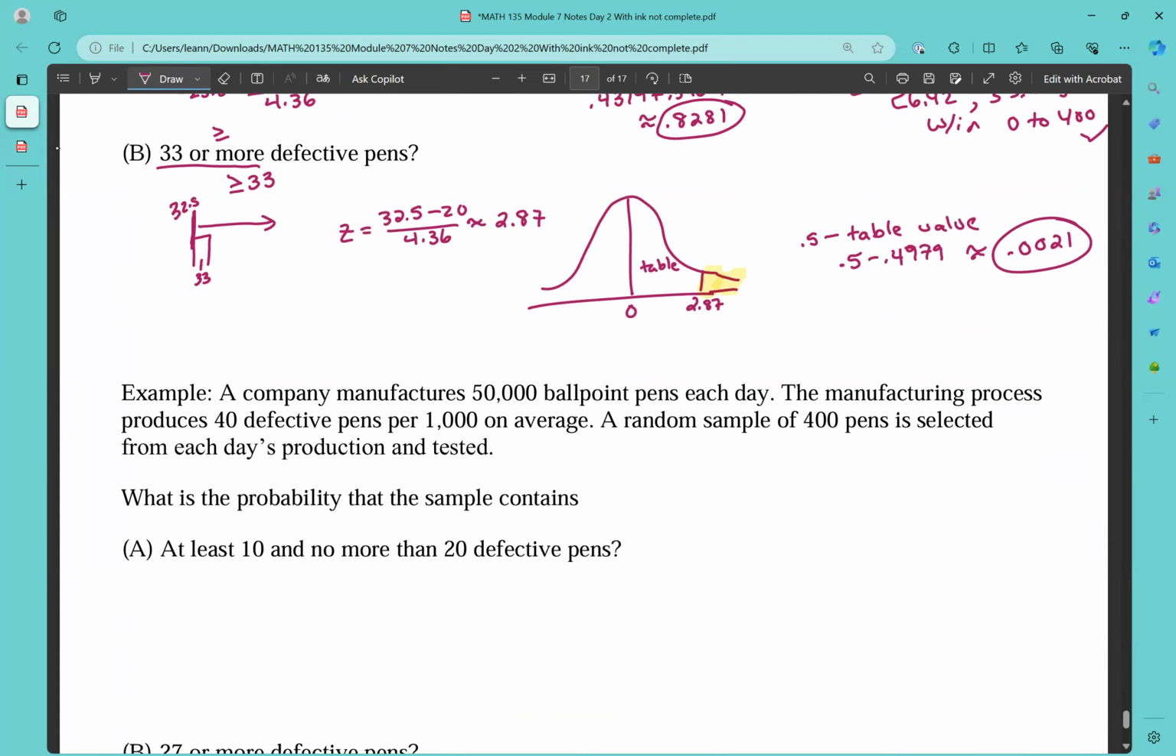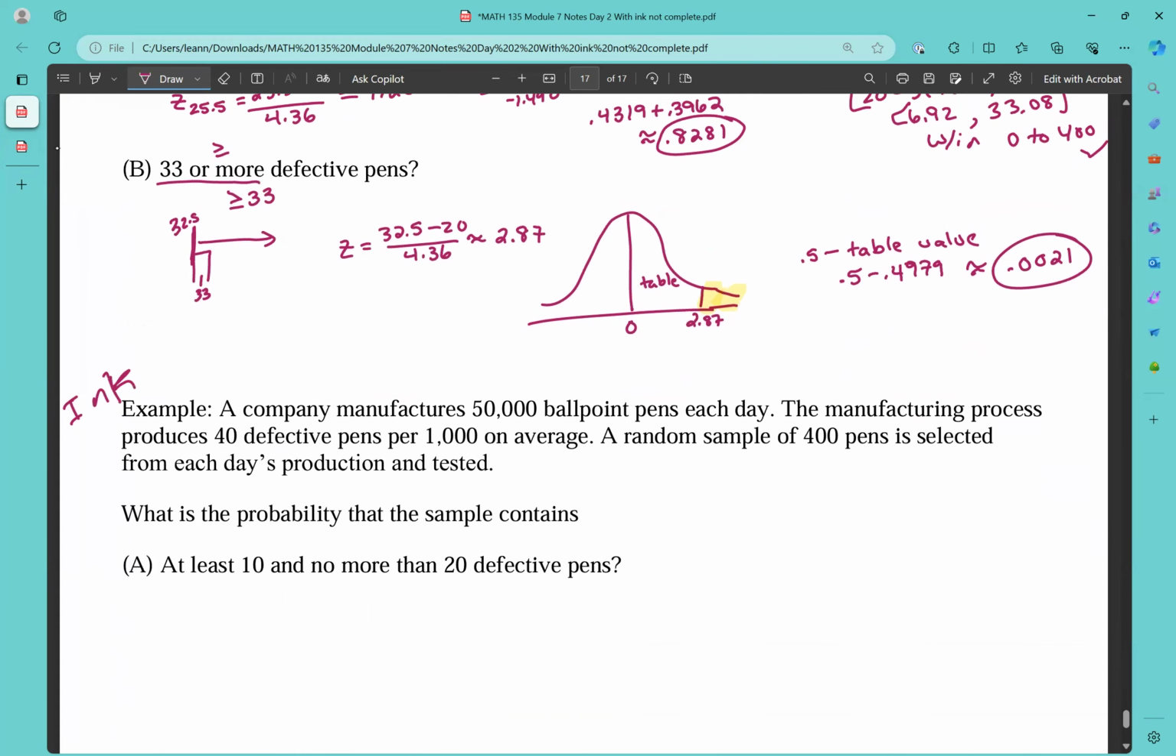But this ends up the 10.5 notes. I will write this one in ink, so you can try it on your own first if you want to, and then look at my ink notes to see if you did it correct.